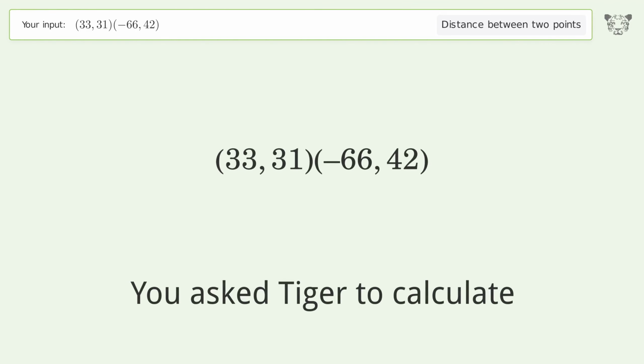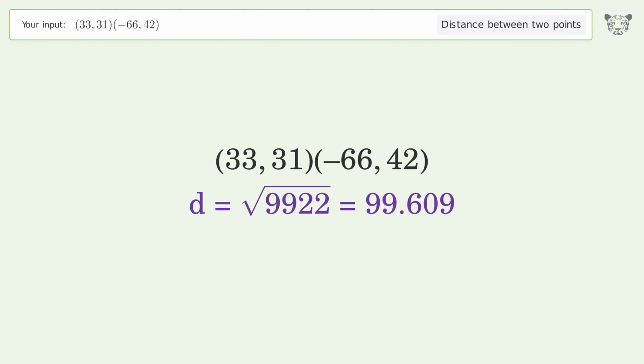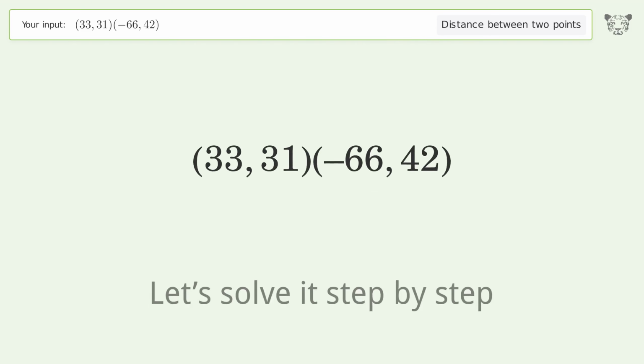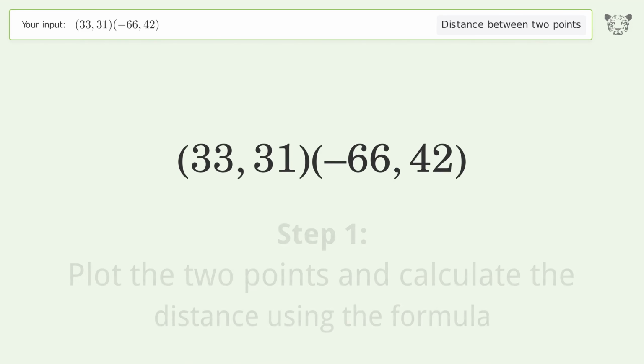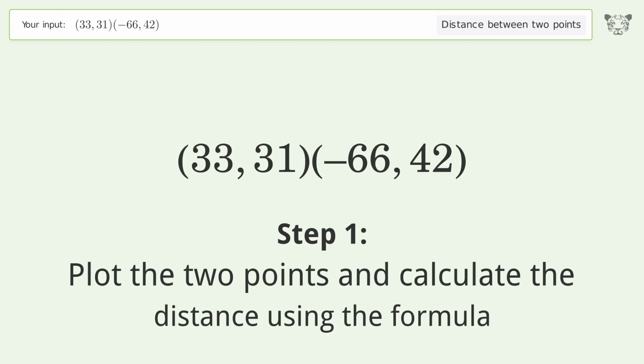You ask Tiger to calculate. This deals with the distance between 2 points. The distance between the 2 points is the square root of 9,922, or 99.609. Let's solve it step by step. Plot the 2 points and calculate the distance using the formula.